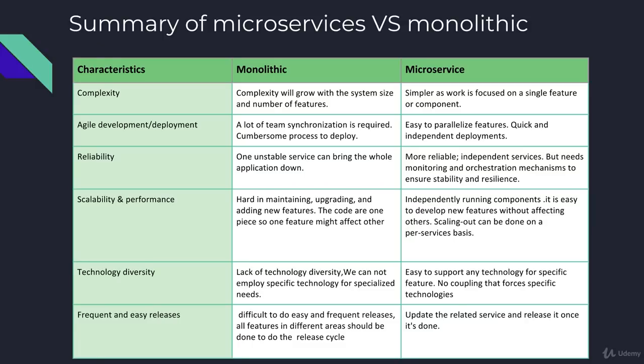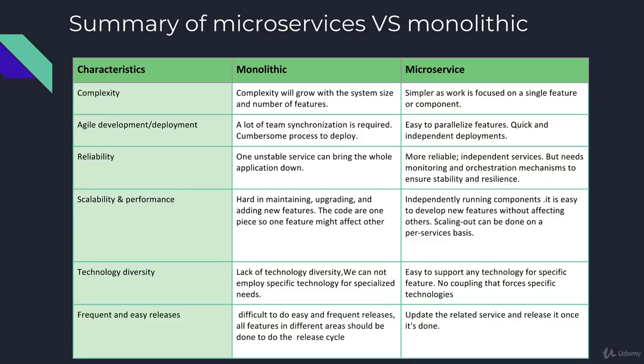Let's navigate to the next part. We have the summary of microservice versus monolithic application. Okay, in case of complexity, in the monolithic application, the complexity will grow with the system size and the number of features. As the system increases, the complexity will increase. But in microservice, it is simpler as work is focused on a single feature or component. For agile development and deployment, in monolithic architecture, a lot of team synchronization is required in order to release new features. But in microservice, it is easy to parallelize features within teams, and we have quick and independent deployments.